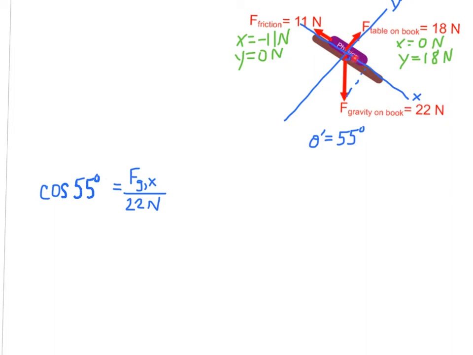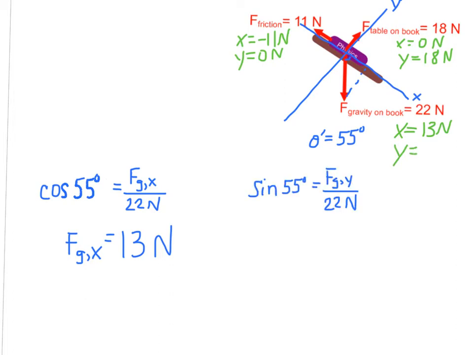Cosine of the 55 degrees, cosine of theta, equals this side, which is the x component of the force of gravity, divided by the hypotenuse. In this case, it's 22 newtons. So my force of gravity in the x direction is 13 newtons. I'm just going to write this over here: x equals 13 newtons, and we're going to figure out y next.